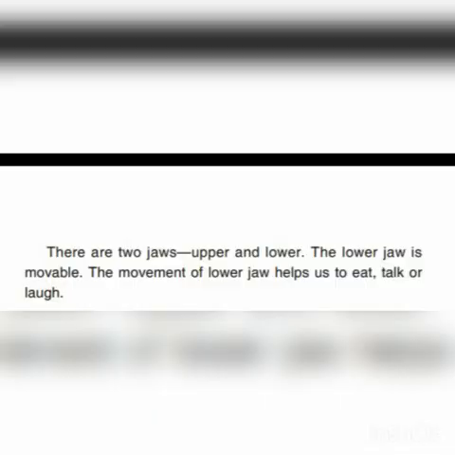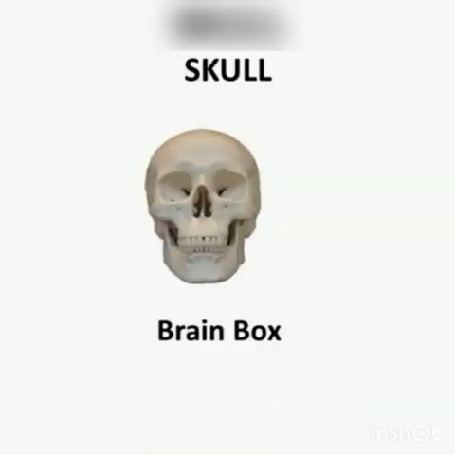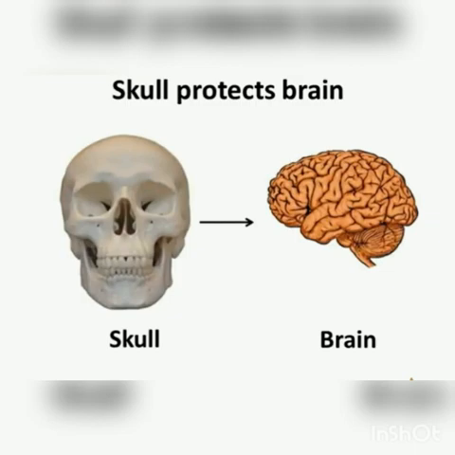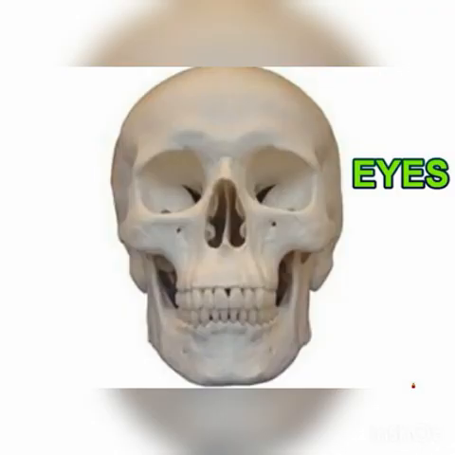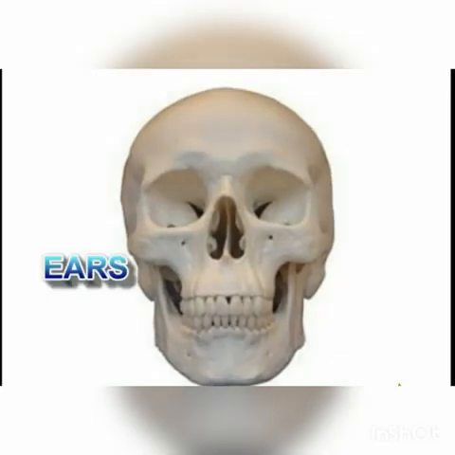Do you know there are two jaws, upper and lower? Only the lower jaw is movable. The movement of the lower jaw helps us to eat, talk, or laugh. Now in this picture you can see the front and side view of the skull. Skull is known as the brain box. Here you can see the position of the eyes, nostrils, mouth and ear in the skull as well.